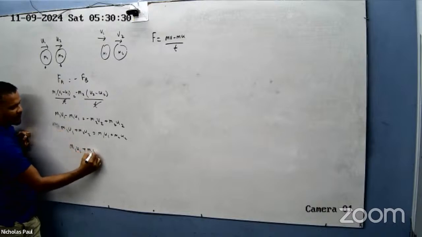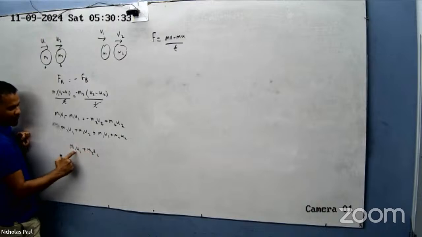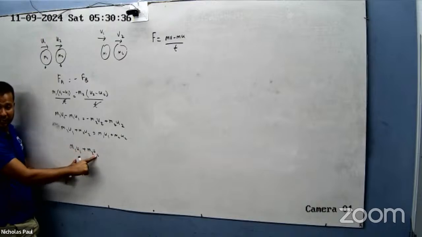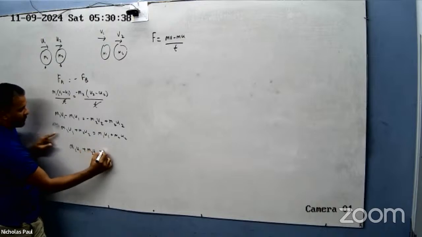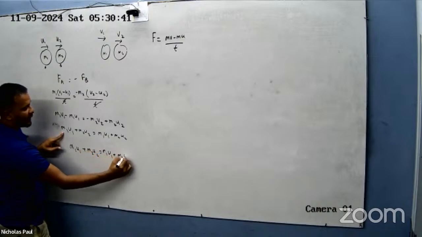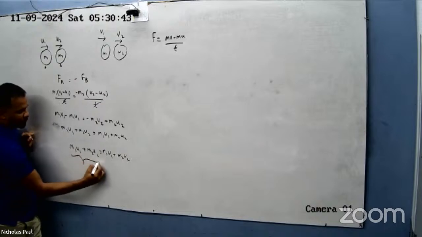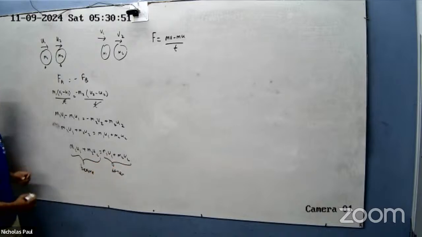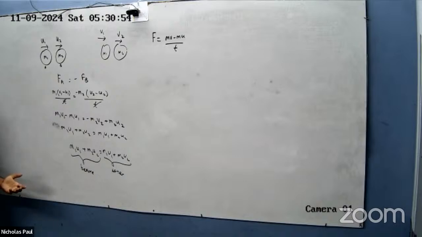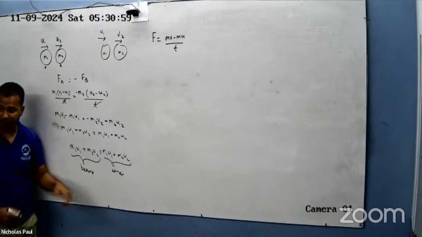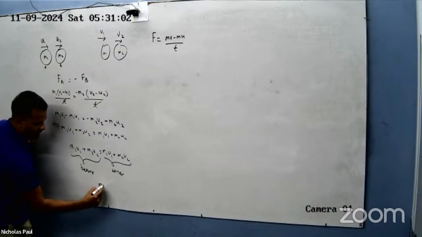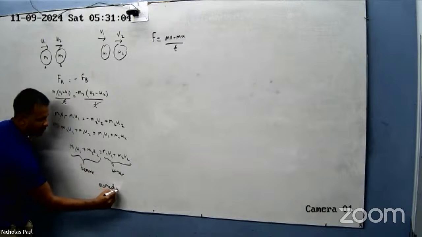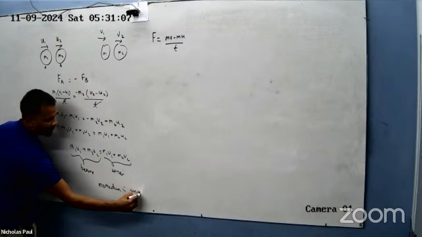M1U1 plus M2U2, this is the total momentum before, the initial, equal to M1V1 plus M2V2. So this here is the total momentum before collision, and this is the total momentum after. So what does this say? This says that when two bodies collide, momentum is conserved. So we can definitely say that momentum is conserved.